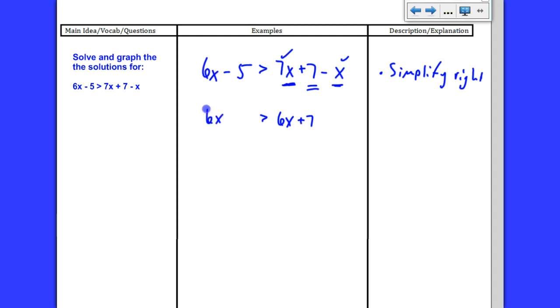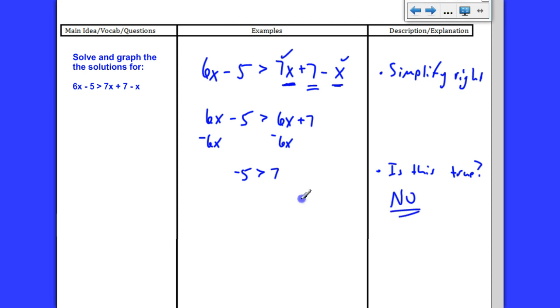On the left side, you still have 6x minus 5. All right, you might see something fishy happening here again, but let's pretend you don't. So I'll subtract 6x because I have to move the x's over, and I get negative 5 is greater than 7. All right, is this ever true? No. Negative 5 has never been greater than 7. Every time I've checked, it hasn't been. So the answer basically to this question is no solution. There is no possible number that can make it true.